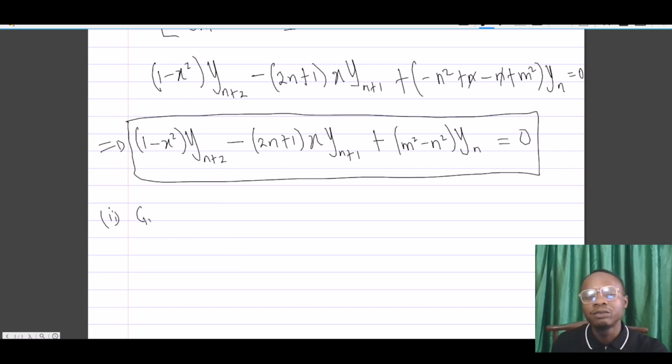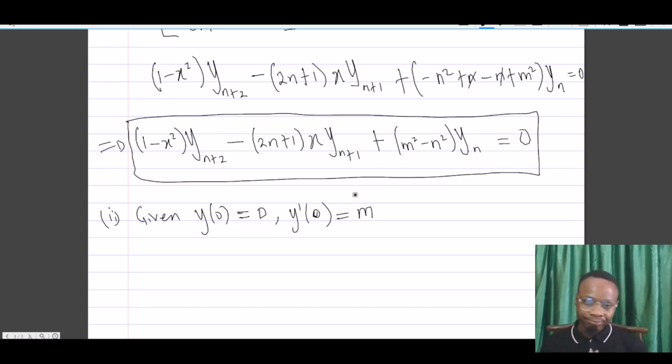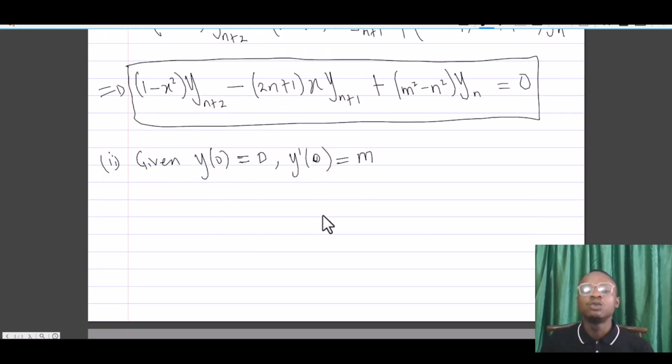We are now given that y of 0 equals 0 and y prime of 0 equals m. So we will work with this to obtain the Maclaurin series expansion of y. Y is some function of x. Don't forget the Maclaurin series expansion is for when x naught is 0. That is why we had to be provided with these values.